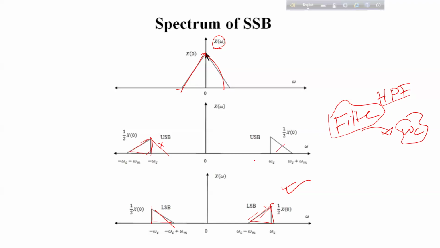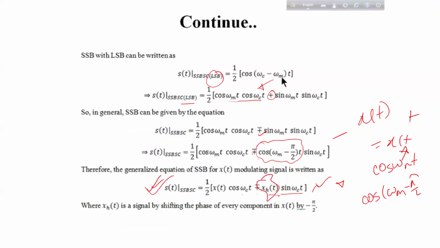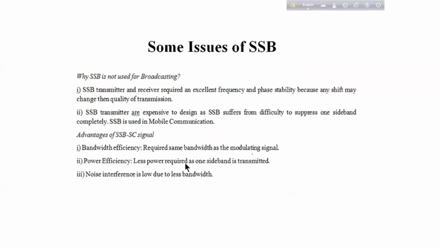Now, this filter should be of great quality. It should be of great sensitivity so that it will cut all the frequencies lower than omega c. But in practice, depending on the efficiency of the filter, it will not cut all the frequencies below omega c. It will allow some portions below omega c. So that is one disadvantage of SSB: for efficient SSB transmission, we need to design the filters very effectively, using high cost. So this is one problem.